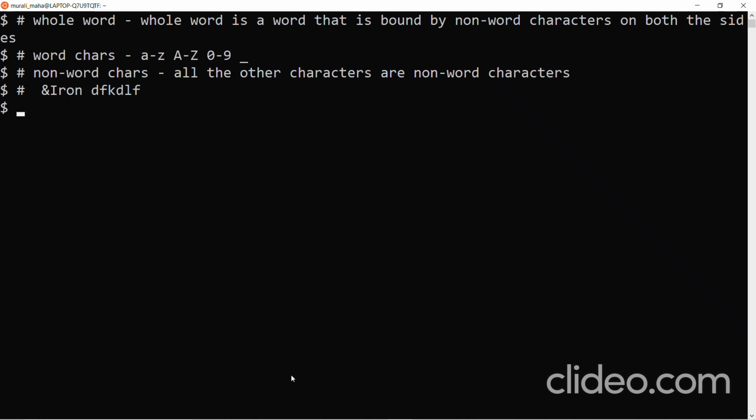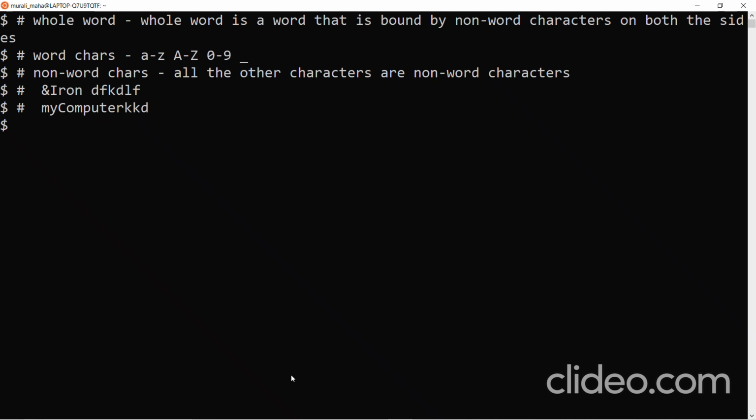Okay, so let us suppose that here I am having something like my, followed by computer, and then some other letters. So here computer is not a whole word. Why? Because computer is bound by word characters on both sides. So hence computer is not a whole word.